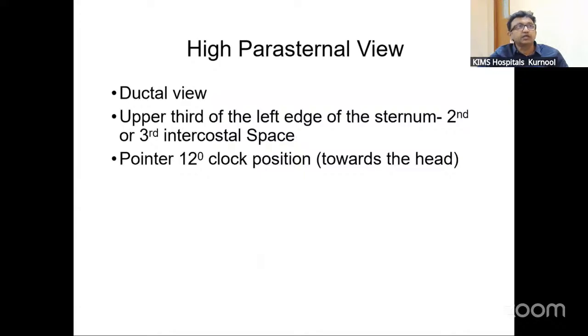Then you move on to the high parasternal view or the ductal view. Here you position the probe in the upper third, in the left edge of the sternum, in the second or third intercostal space on the left side of the baby. And then the probe pointer should be around 12 o'clock position, that is pointing towards the head. Right? In the short axis cut, we said it will be in the 1 o'clock position, parasternal short axis. So you go one space higher and pointer in the 12 o'clock position. So make it straighter. Then you will see your duct or PDA.